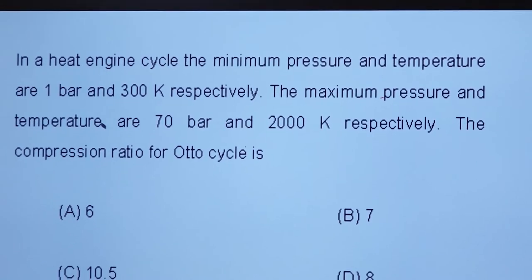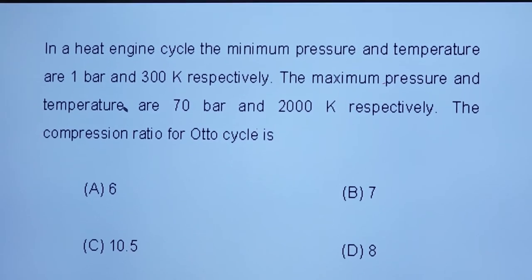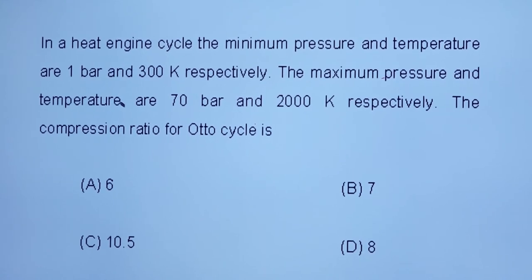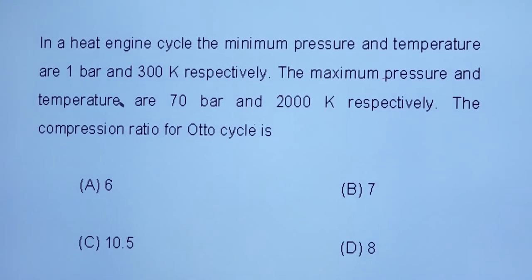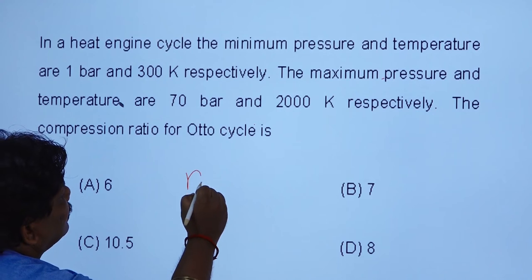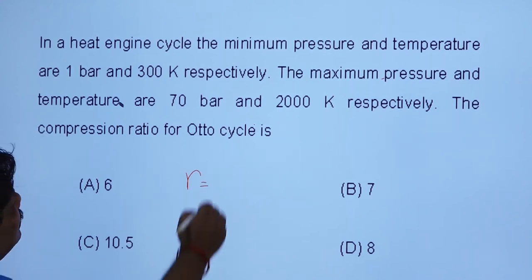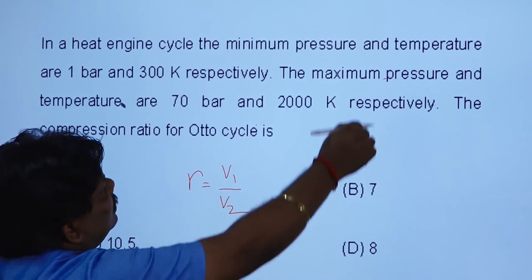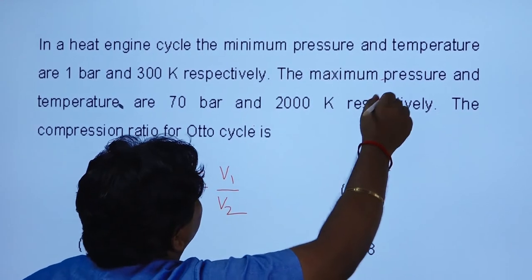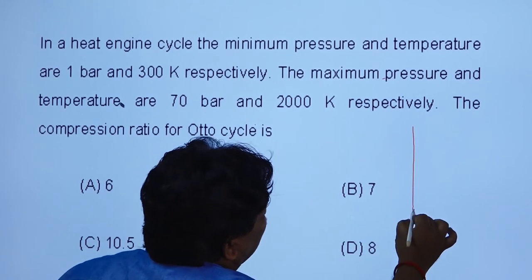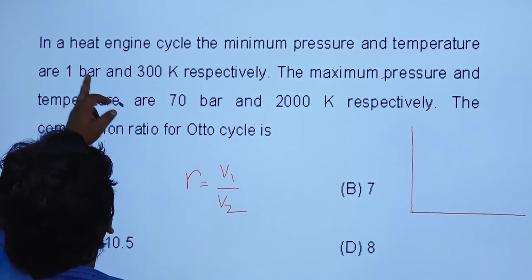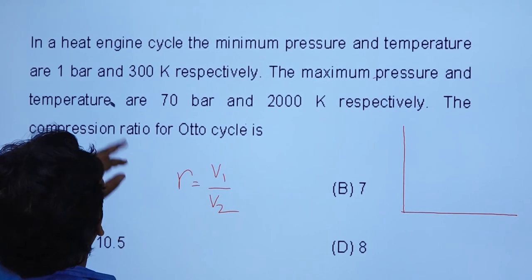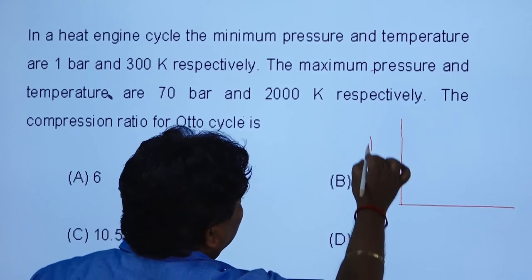The next is: in a heat engine cycle, the minimum pressure and temperature are 1 bar and 300 Kelvin respectively. The maximum pressure and temperature are 70 bar and 2000 Kelvin respectively. The compression ratio for the Otto cycle is r. The compression ratio r is V1 by V2. So here you can see, in the heat engine, the minimum pressure and temperature are given.